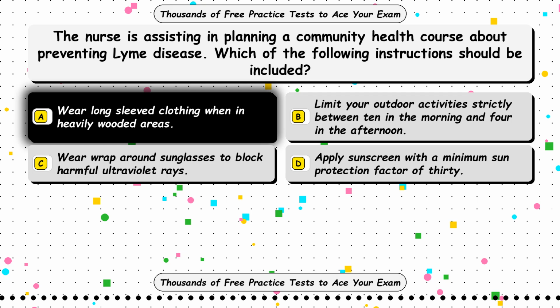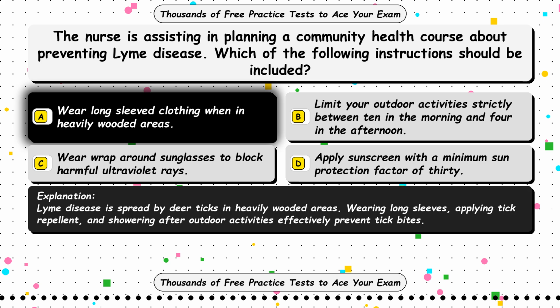The correct answer is option A. Wear long-sleeved clothing when in heavily wooded areas. Lyme disease is spread by deer ticks in heavily wooded areas. Wearing long sleeves, applying tick repellent, and showering after outdoor activities effectively prevent tick bites.